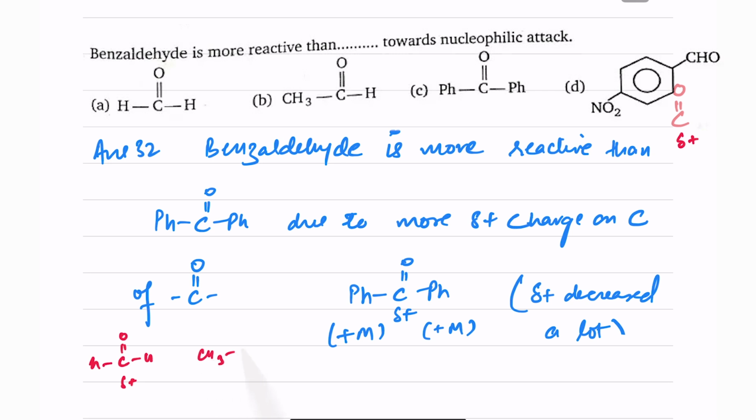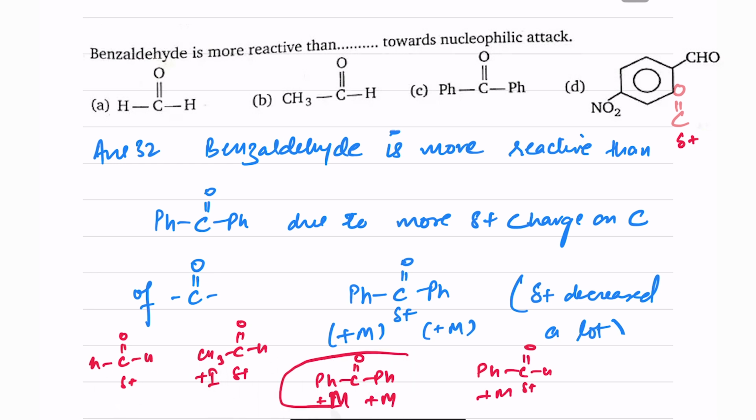In CH3CHO, the delta plus is reduced because of the plus I effect. In PhCOPh, there is plus M on both sides. And if you see PhCHO, with which we have to compare, there is only one plus M. So the delta plus is less over here, lesser than CH3CHO and HCHO, but at least more than PhCOPh.